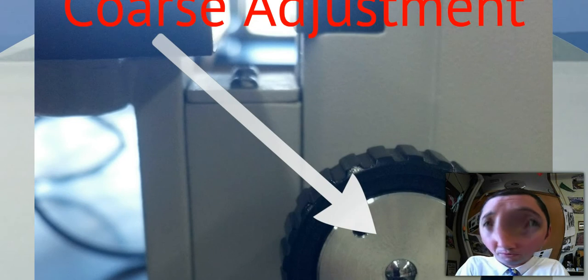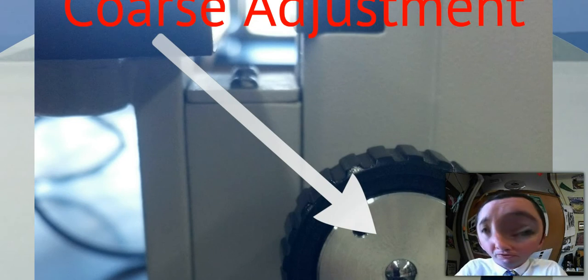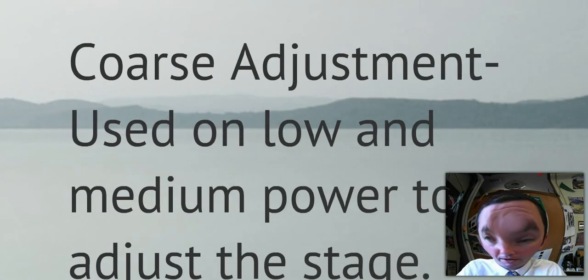The two big funny knobs, what the heck are they and what do they do? Because nobody ever seems to really know. So the first big knob is the coarse adjustment. That's going to move that stage up and down quite a bit. All right. So coarse adjustment, we use it on low power. We can also use it on medium power, and it adjusts the stage. And again, it moves the stage quite a bit. So we only use it on those two powers.